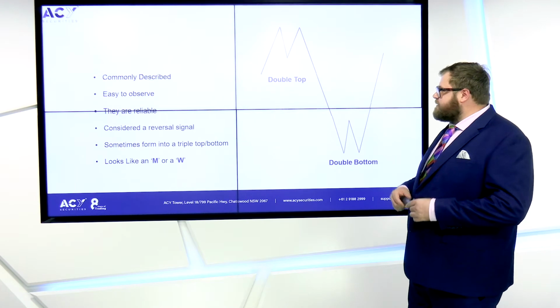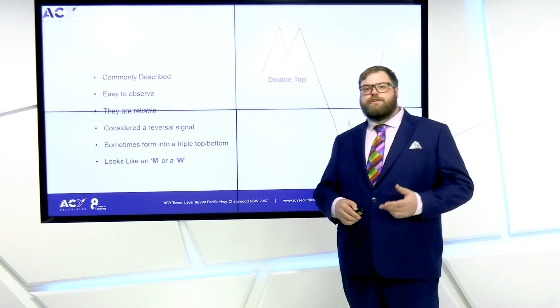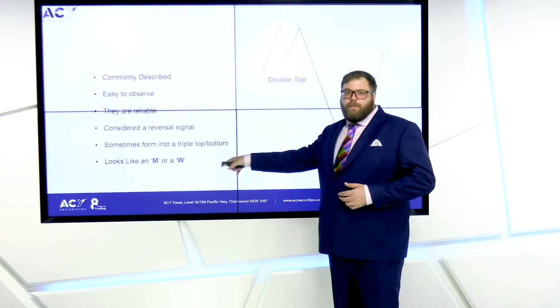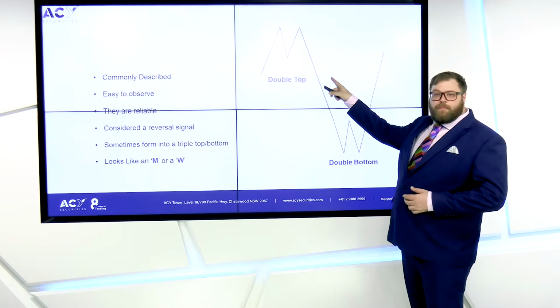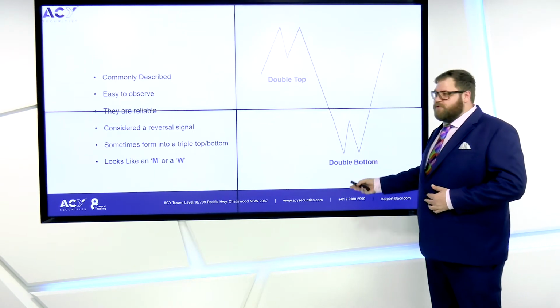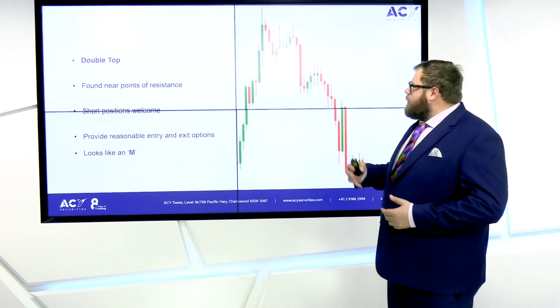But in addition to that, sometimes they will form into a different type of pattern, being a triple top or a triple bottom. And they do resemble an M or a W. Now, if you actually look at this one, the double top looks like an M. If you look at the bottom, the double bottom looks like a W. And that's what we try and look for in price. Now, how do we do that?